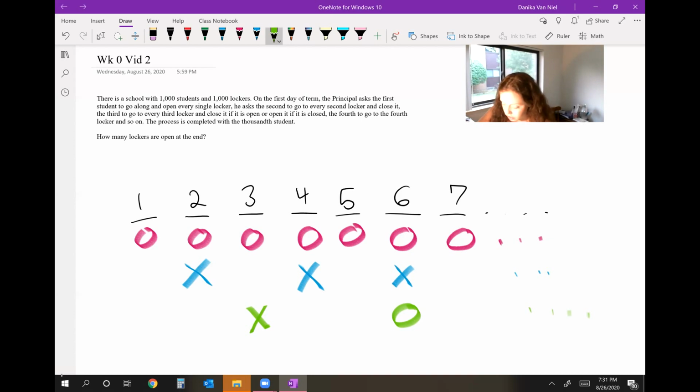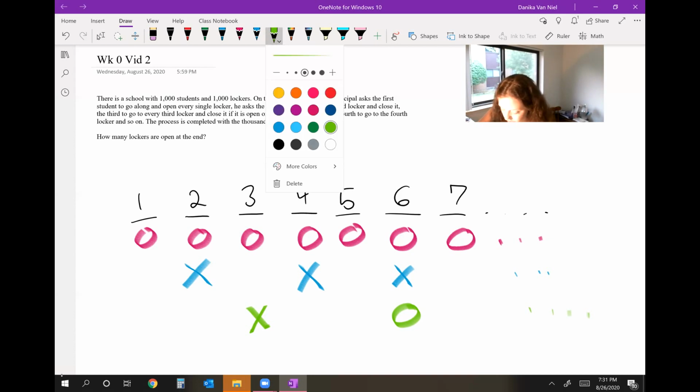So now let's do another student. I don't know what color to pick. Let's do orange. That sounds like fun.